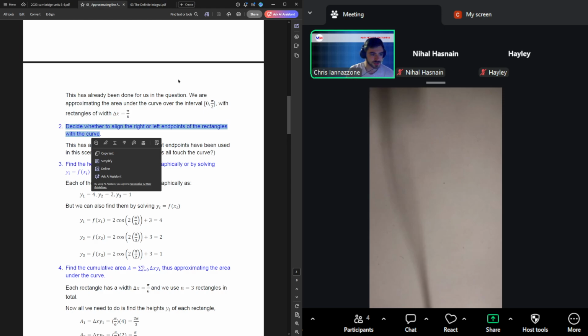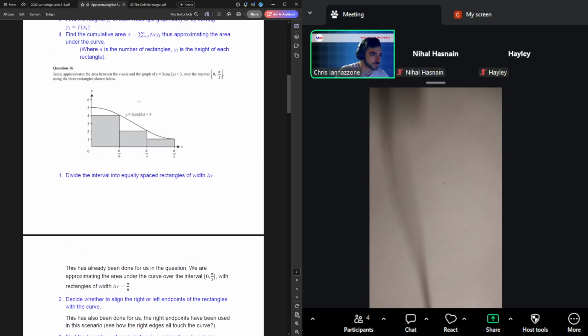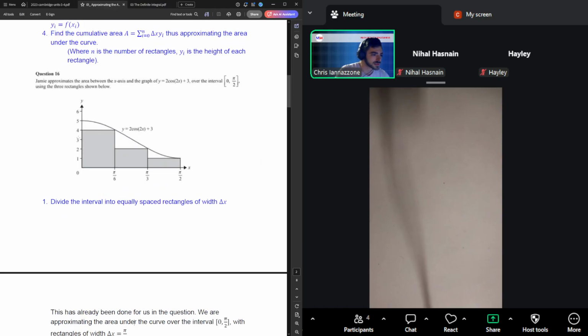Also, if you have to do this yourself, one of the things you'll have to do is decide whether you align the right-hand side or the left-hand side of the rectangles with the curve. That'll be told to you in the question if it requires a certain version. What I mean by that is this would be considered right endpoint aligned. So basically you see you've got the rectangle here, the right endpoint of that rectangle is aligned with the curve, and likewise for each of the other rectangles.